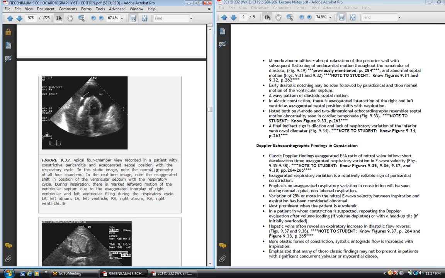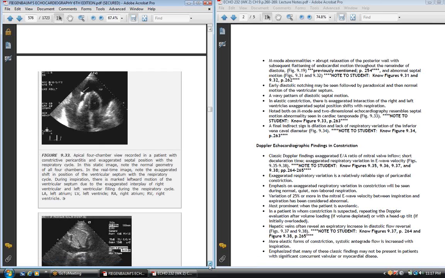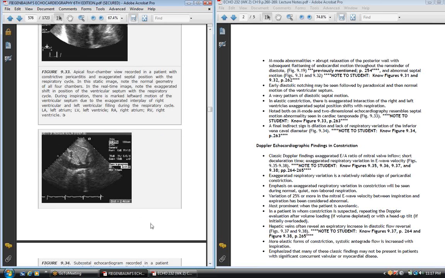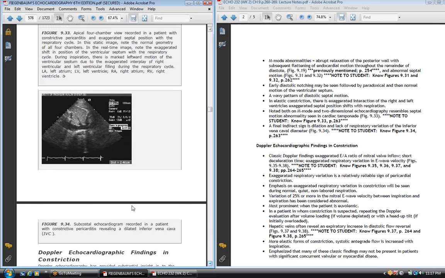Interventricular septum, here in the middle, is going to exaggeratedly shift during respiration. And a final indirect sign is dilation and lack of respiratory variation of the inferior vena cava diameter. This is your vena cava, your IVC. You have a dilated inferior vena cava and no respiratory variation. So when you perform the sniff test, there is no collapse.